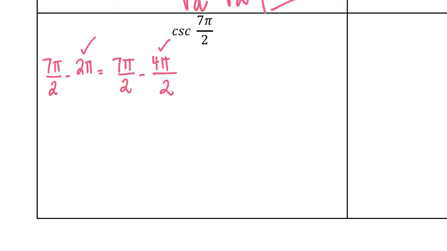Again, if that confuses you, simply plug it in your calculator. 7 halves minus 2. Math, enter, enter. We'll turn it back into a fraction for you. So we have 7 minus 4 is 3 pi over 2. So what this is asking us to find is the cosecant of 3 pi over 2.